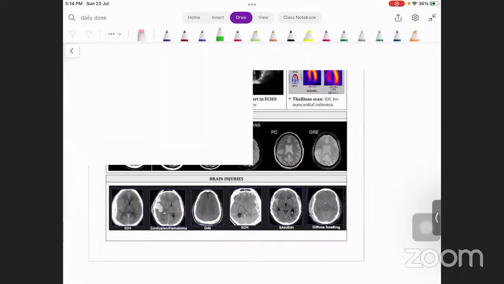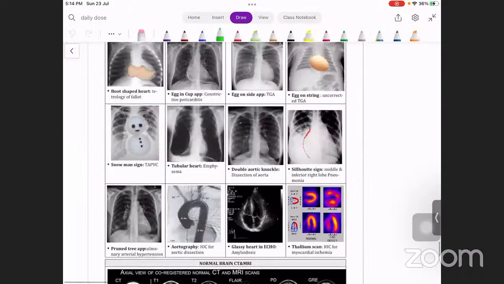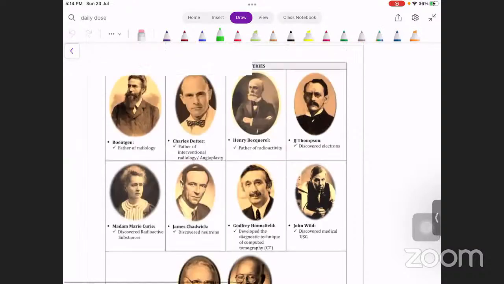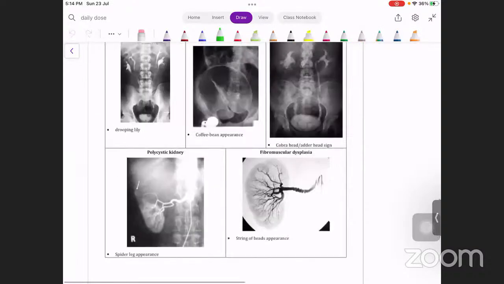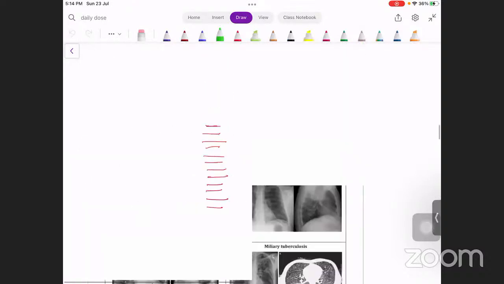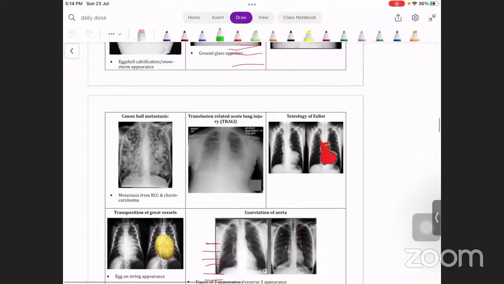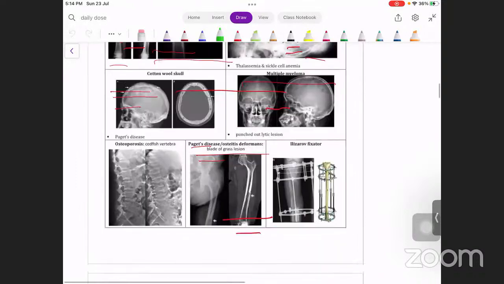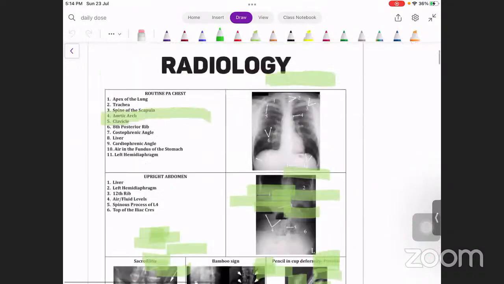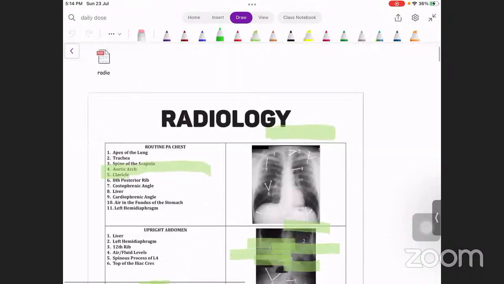So last one is radiology. So images are pretty important in the case of your radiology. Since we have covered most of the images, here are some of the radiological signs and things. You may see it here. Let me put you over here. Radiology. So speaking about the radiology.